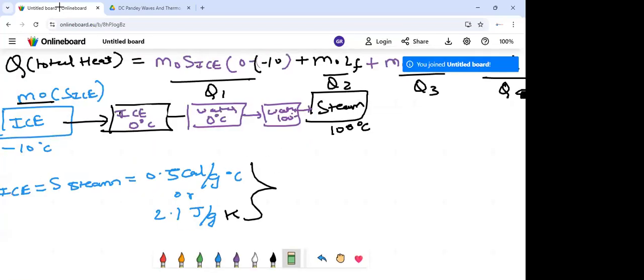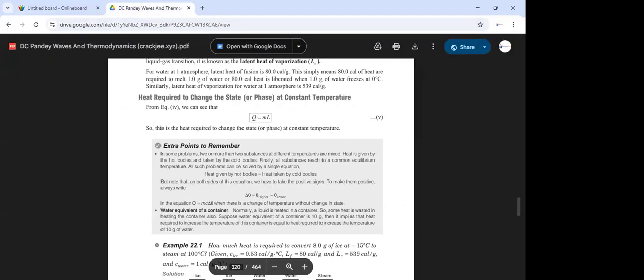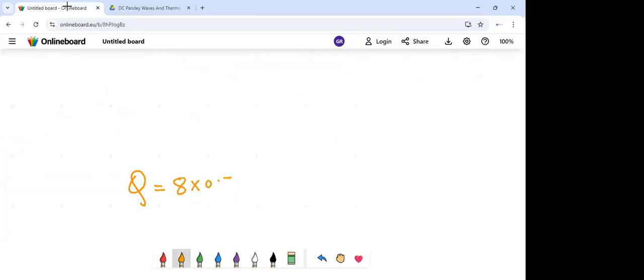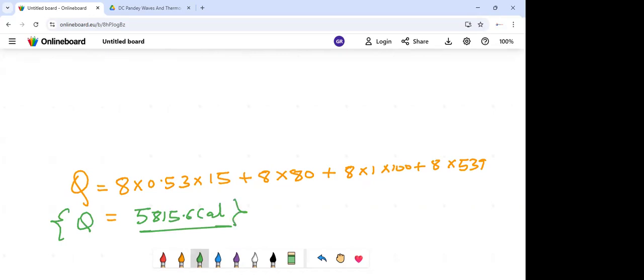So here, the formula is already written. If we have to take total heat, how much was the mass? 8 grams. Okay, so 8 into 0.53 from -15. This is our Q1. Then 8 into 80, plus 8 into 1 into 100. And the last will be 8 into, I think 539 they have given. I had told 540. Anyway, total I think is 5815.6 calorie. If you're getting slightly more or less than this, it's still fine. That's why I told you it's correct.